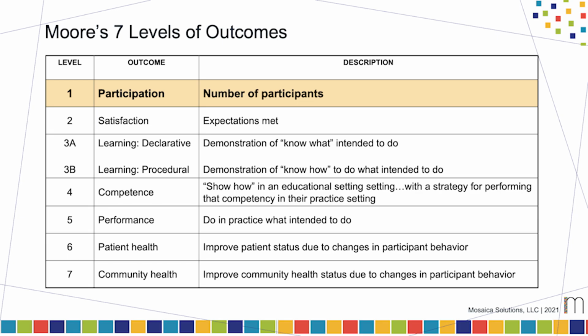We begin at level 1, measurement of participation. Everyone should be measuring the number of individuals who participate in an educational activity. Participation is always included, and yet is never sufficient. Too often, outcomes reports only include the number of meetings or the number of participants.